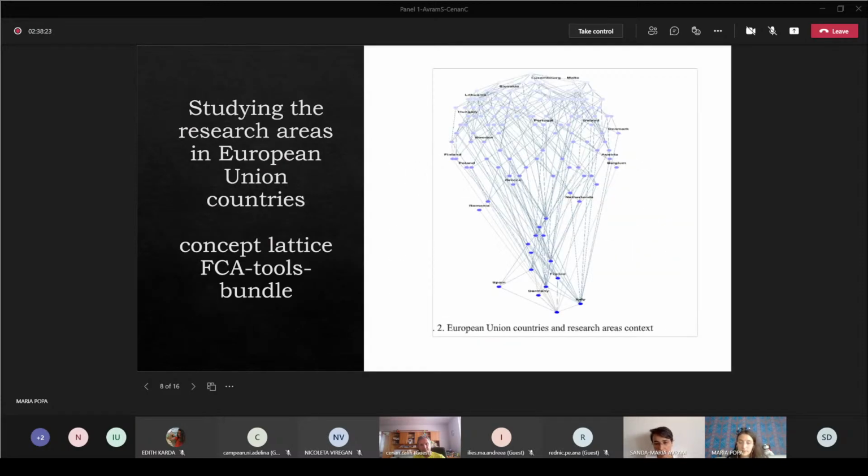Yeah, sure. And where is Italy? Here, down. Ah, okay. Because you said that the objects are countries and the attributes are the topics. Yes. And I cannot see a concept which has two countries. Maybe there are not.